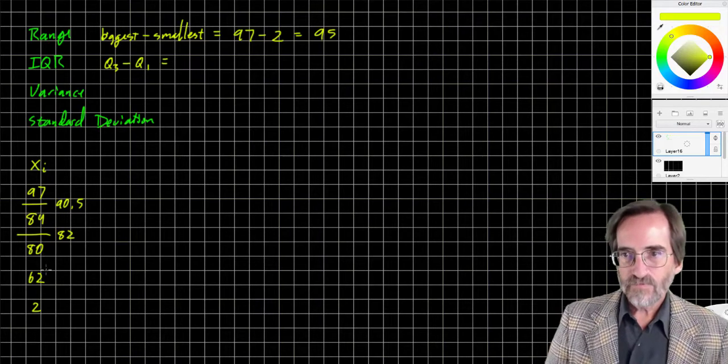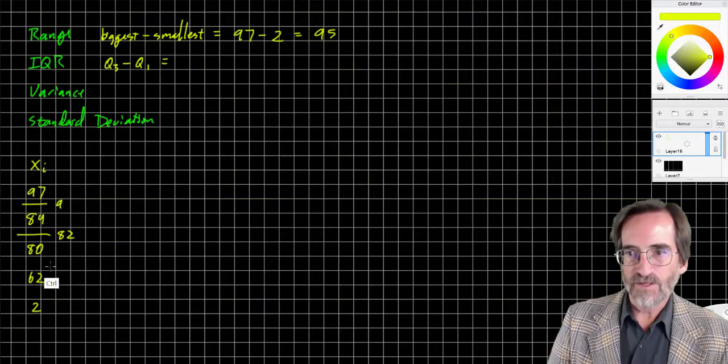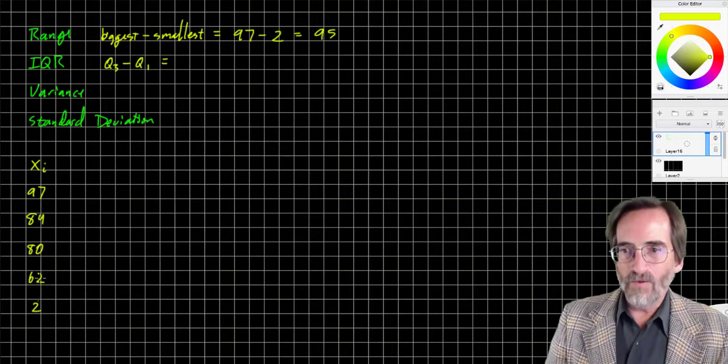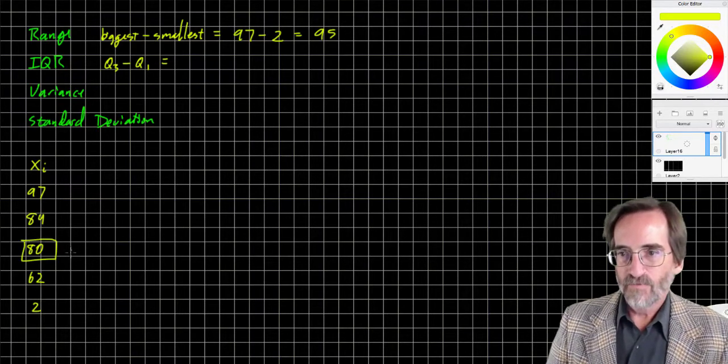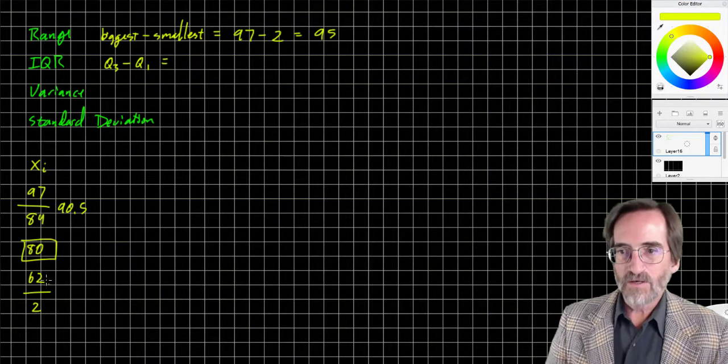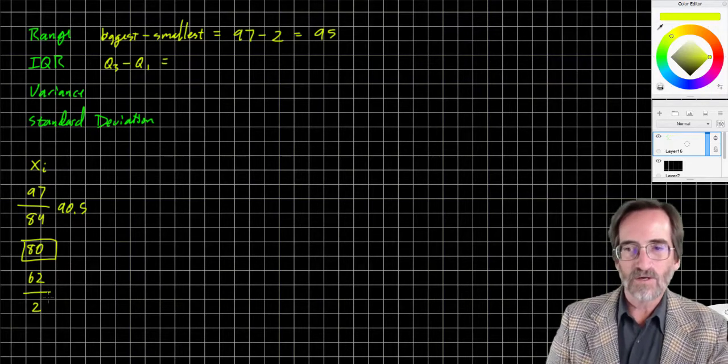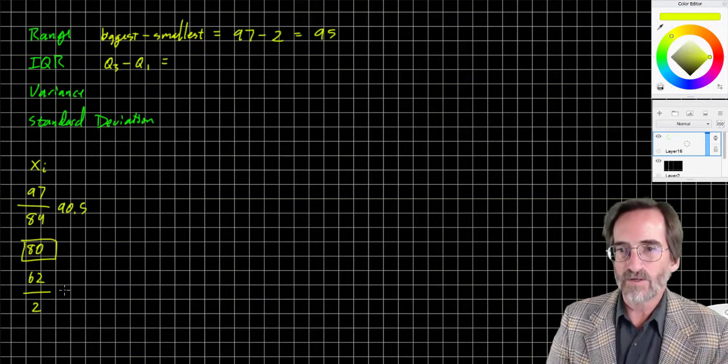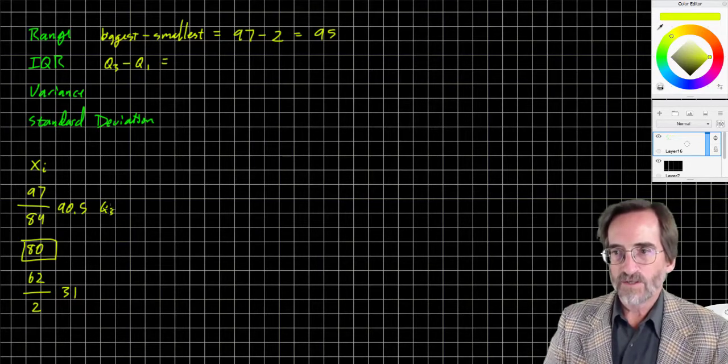Okay? And actually, whoops, I just realized I did something wrong. There's a 2. So the median is 80. The median is 80, and the quartile is still 90.5. The quartile here, 62 and 2: the easiest way is just add them, 64, divided by 2 is 32. Well, 64 divided by 2 is 32. So that's quartile 1, and the other one is quartile 3.